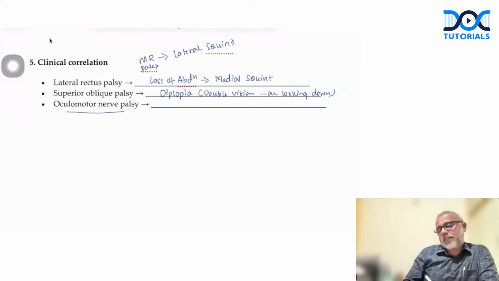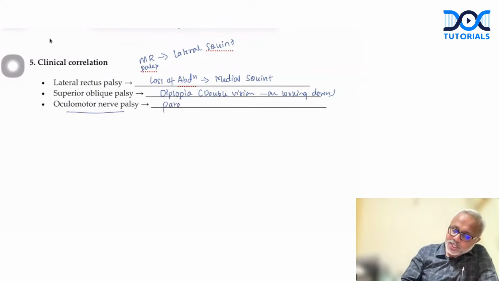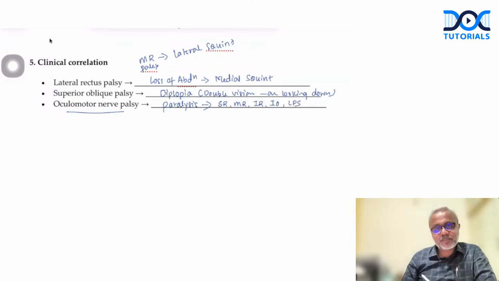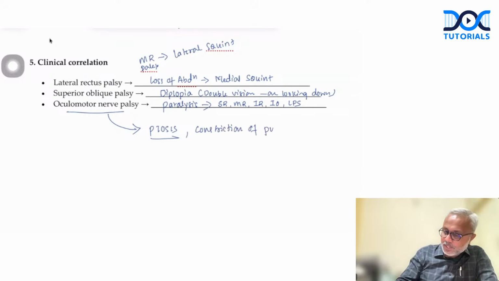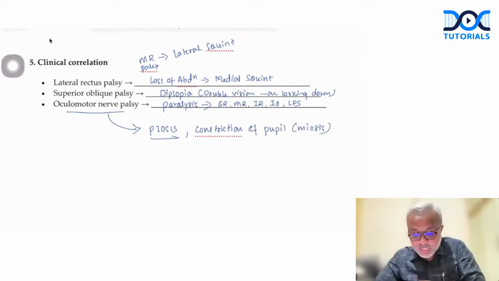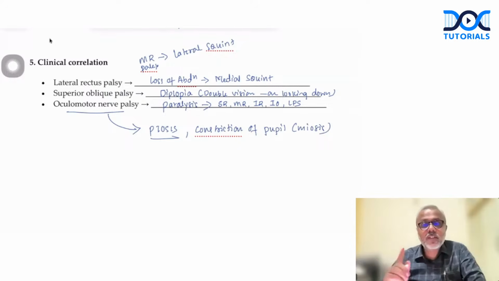Now, if oculomotor nerve is paralyzed, remember, this leads to paralysis of what muscles? The superior rectus, medial rectus, inferior rectus, inferior oblique, and levator palpebrae superioris. Okay, so this usually presents as one important clinical condition, which is ptosis. Then we can have constriction of pupil, which is also called miosis. This is the clinical feature which is seen in oculomotor nerve palsy.